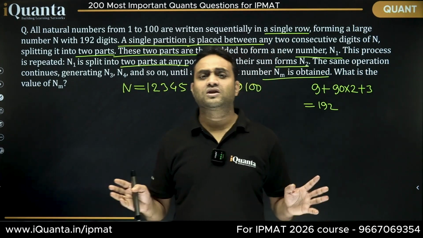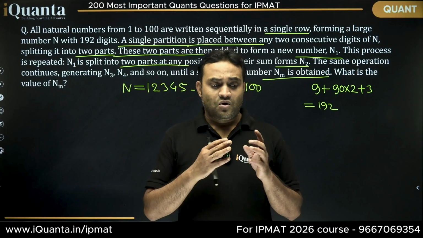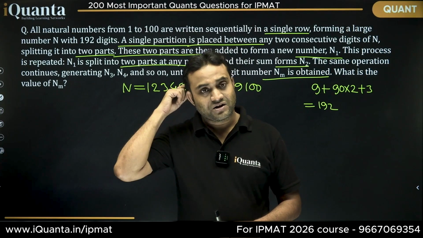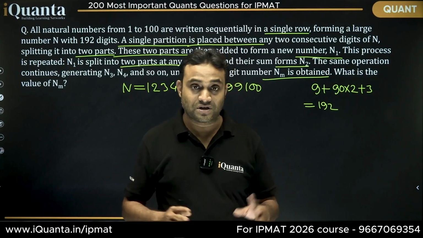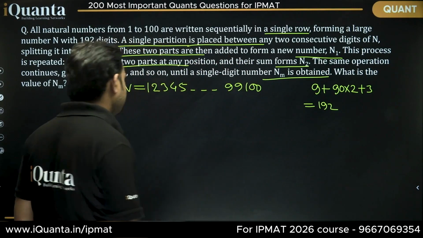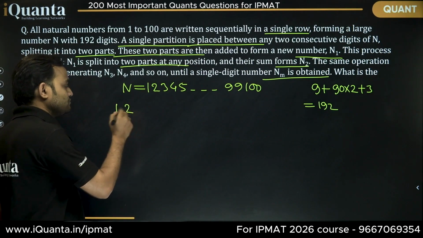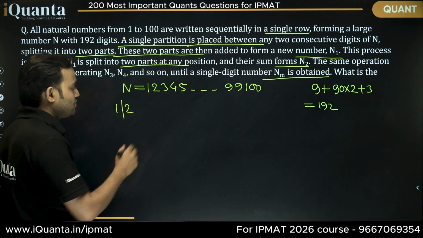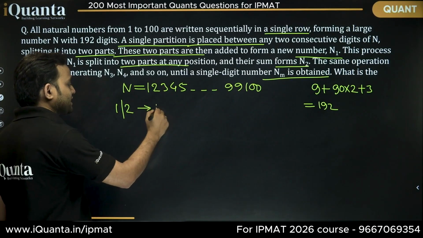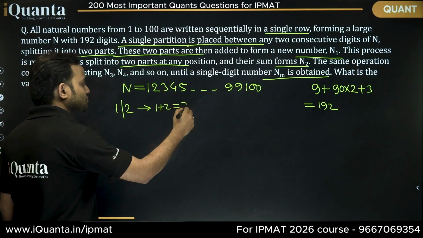So surely we are not going to check all these 192 digits, right? All this long number, the same operation. But we can try by taking some examples. If I take only a 2 digit number, 1, 2, and put a partition here, 1 plus 2, what are we getting? 1 plus 2 is equal to 3.